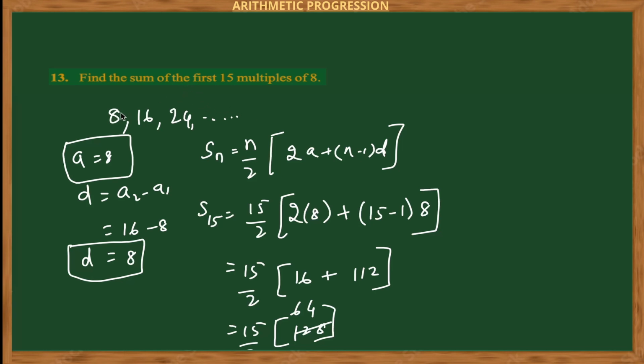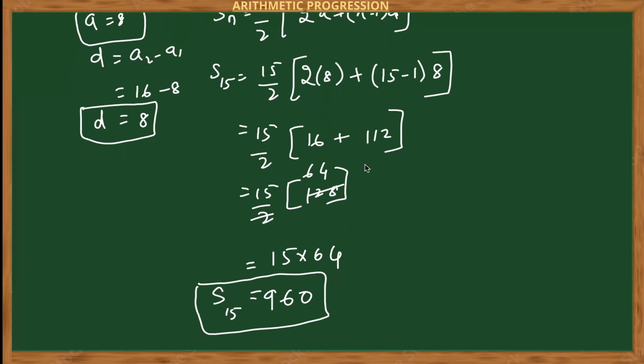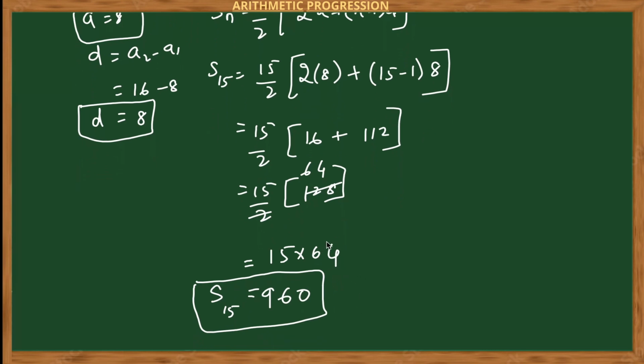So in this, first we found the arithmetic progression, which is the multiples of 8. We found the unknown values required to find the sum, a and d. n is given as 15. We need to find the sum of the first 15 terms by replacing with this formula and substituting the values. Simplifying this, we get 960. Okay, hope this is clear, students. Let's move to the next question.